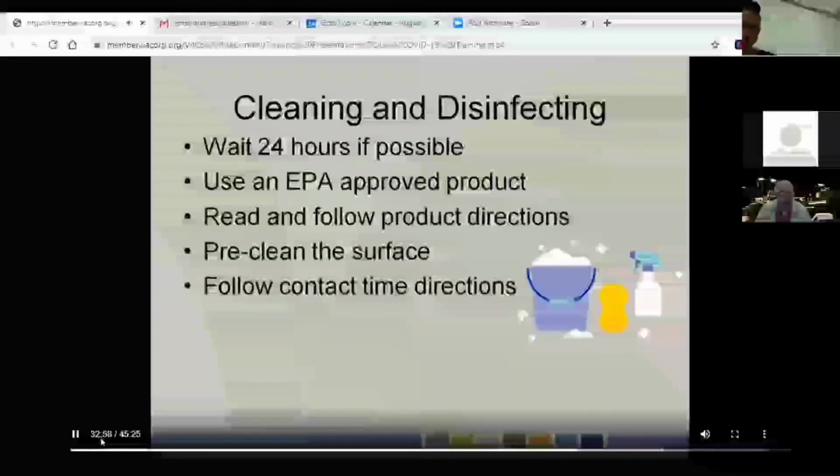As we said before, with reading and following the directions, follow the contact times. Depending on what solution you're using, it may need to sit on a surface for a certain amount of time before you wipe it off. So make sure you're paying attention to the contact time.